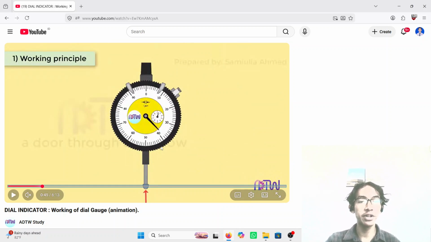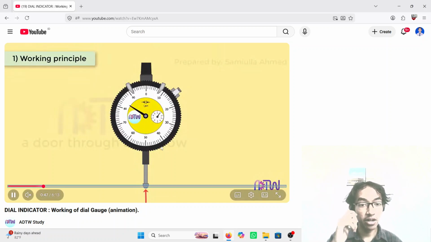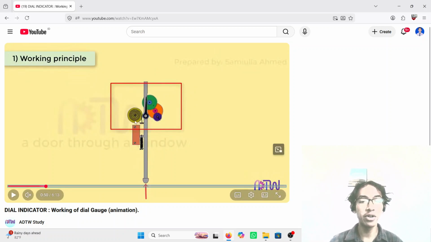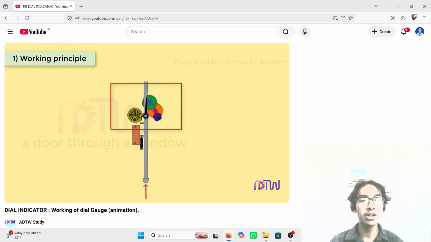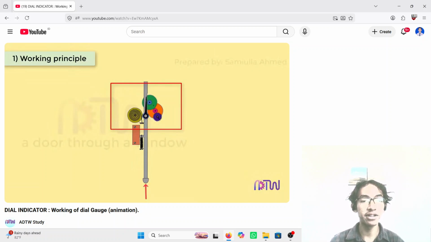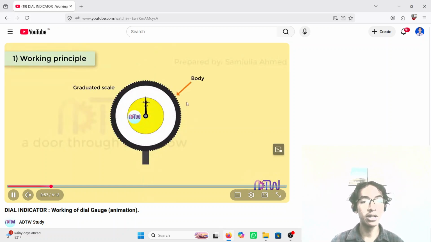First, the working principle of dial indicator. The fundamental working principle of a dial indicator is the conversion of a very small linear straight line movement into highly magnified rotary circular movement. Specifically, every slight upward pressure on the spindle plunger at the contact point is multiplied through a system of gears and levers, and it is indicated on the face of the dial by the pointer.